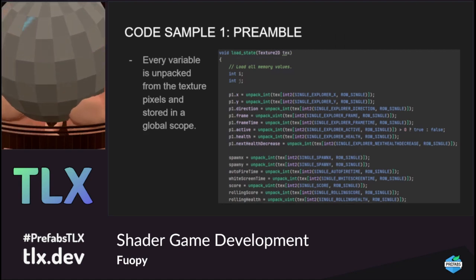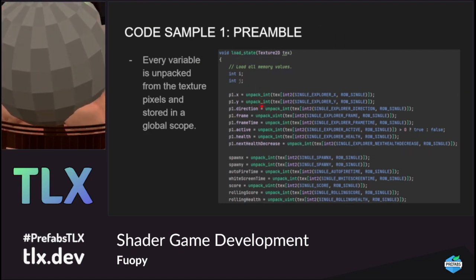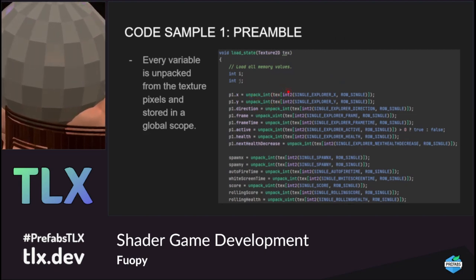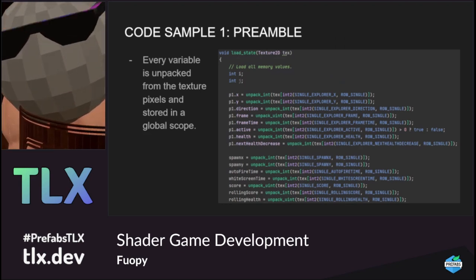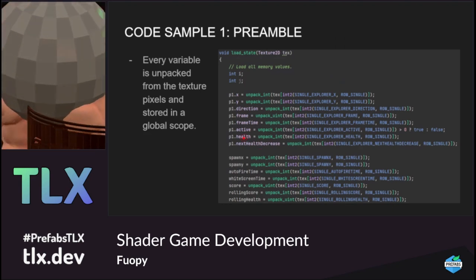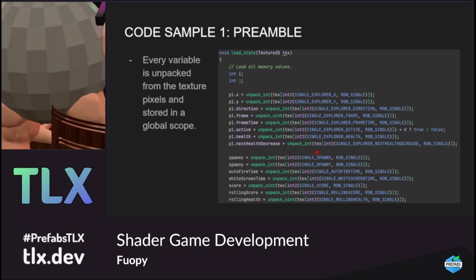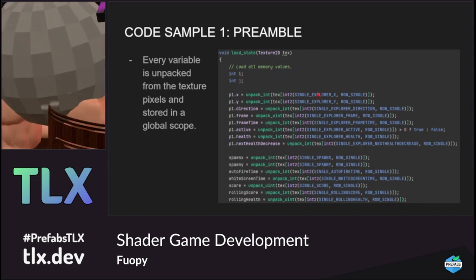This is the function that reads from the texture. I wrote a little helper function called unpack int. Given a color, it just reads the color values into an int32 or a float32 or whatever, and into all of our global variables that I talked about earlier. And we do this for every single thing, even arrays of structures. We do this exact same procedure.